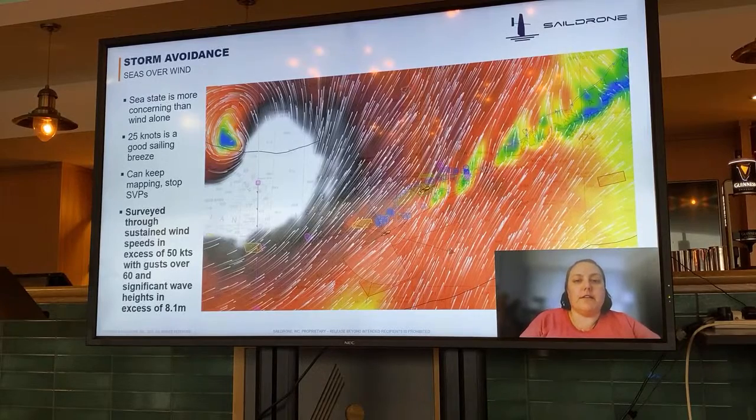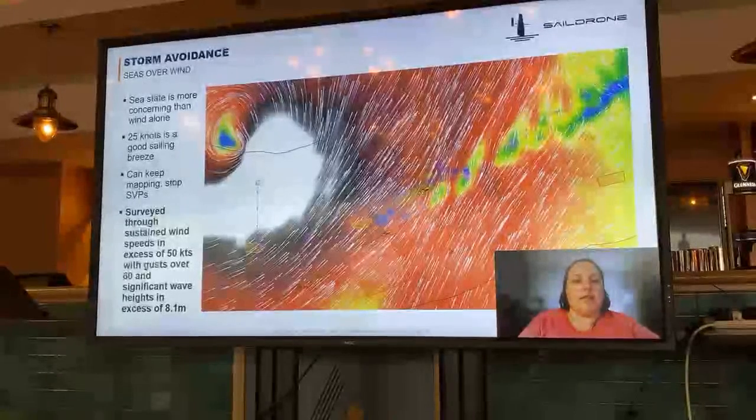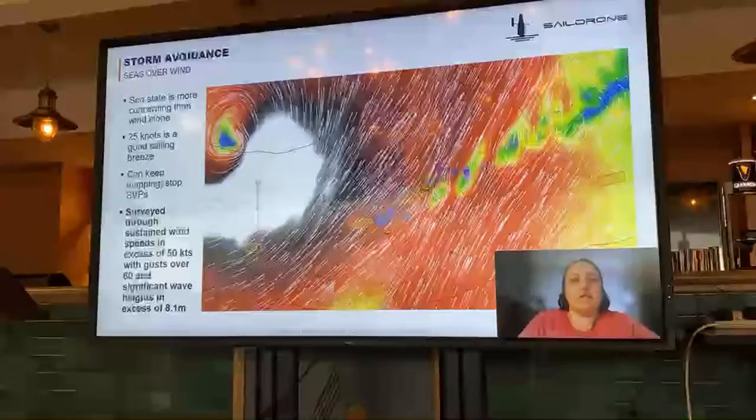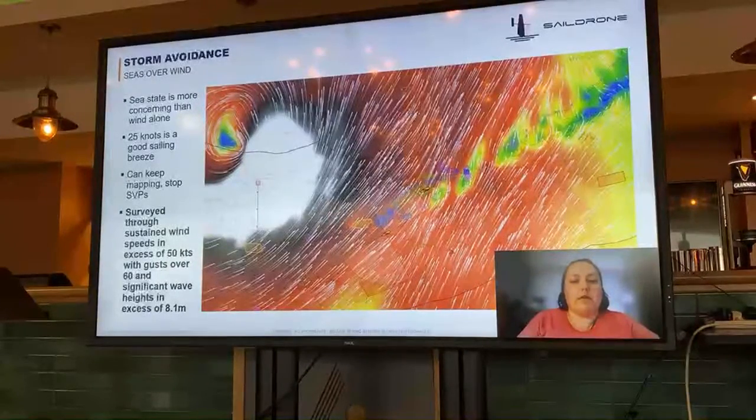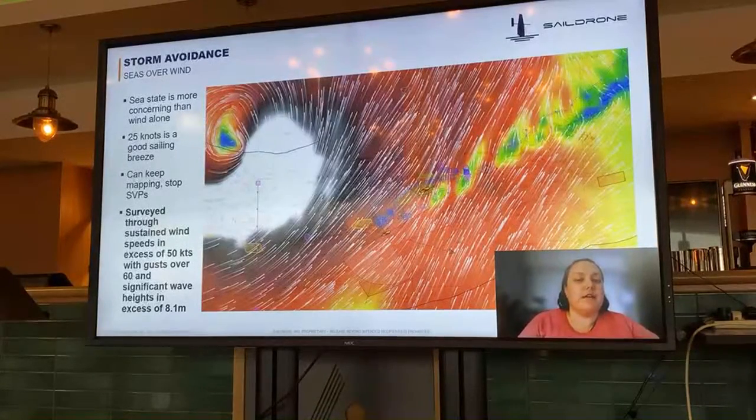Having sailed in the area myself on the NOAA ship Oscar Dyson, I can tell you it is very uncomfortable most of the time. And while we had some conditions that did not allow us to conduct sound velocity profiles because the sea conditions were too strong and we could not risk the safety of the vehicle in deploying and recovering a profiling instrument, we were able to keep mapping. We were able to keep going in the area with sustained wind speeds in excess of 50 knots, with gusts over 60, and significant wave heights of 8.1 meters.